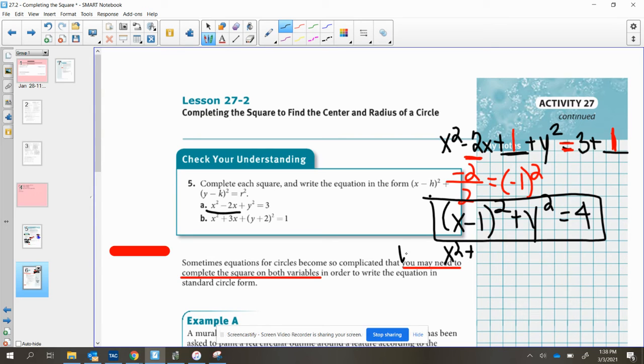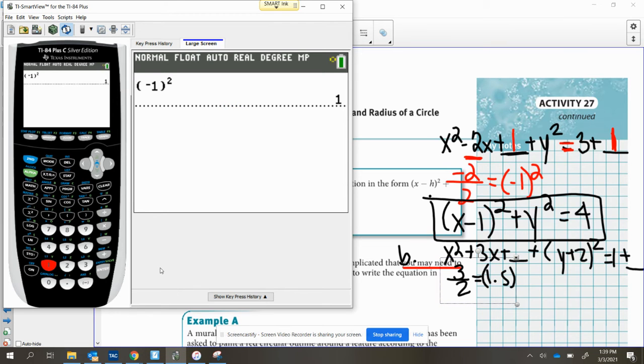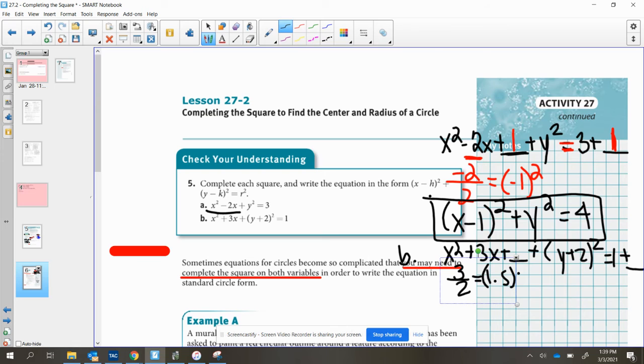Now, next, what we need to do with that is set this up again for part B, so that we have x squared plus 3x plus a blank, plus (y plus 2) quantity squared equals 1. And again, whatever we add to the left, we'll have to add to the right as well. So this time we're going to take 3 divided by 2, we get 1.5. 1.5 squared is going to be 2.25. Okay, so we're going to add 2.25 to both sides.